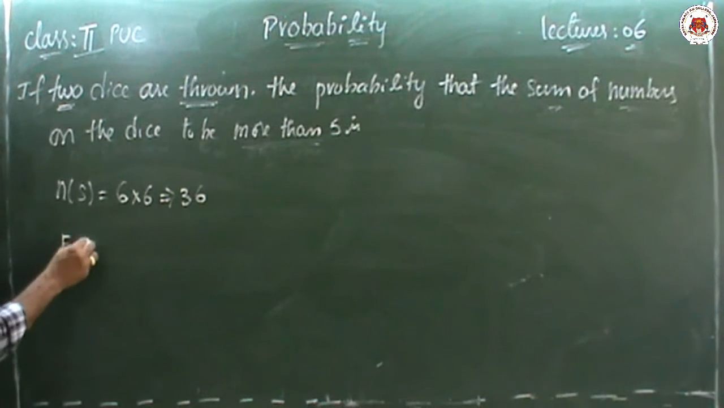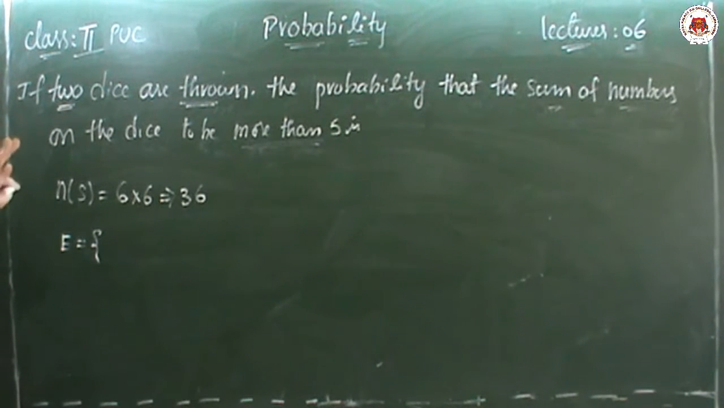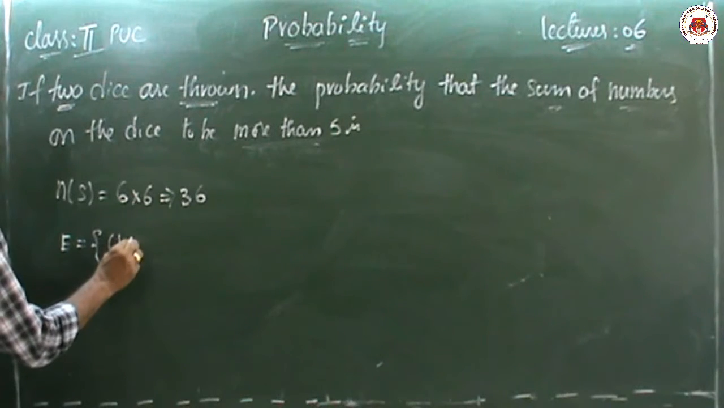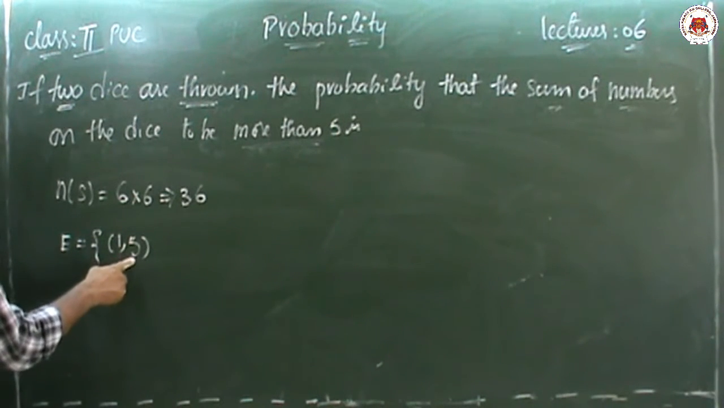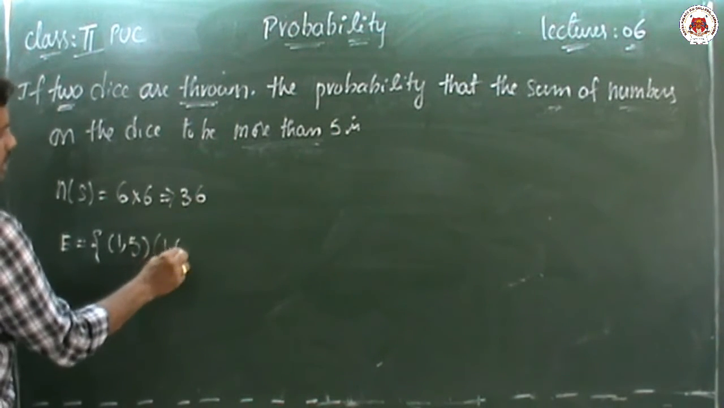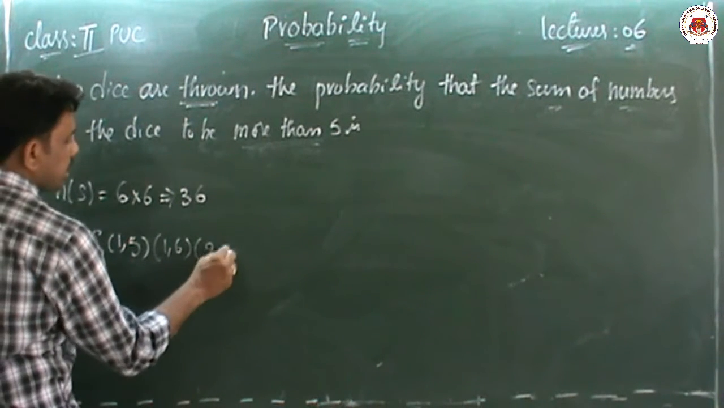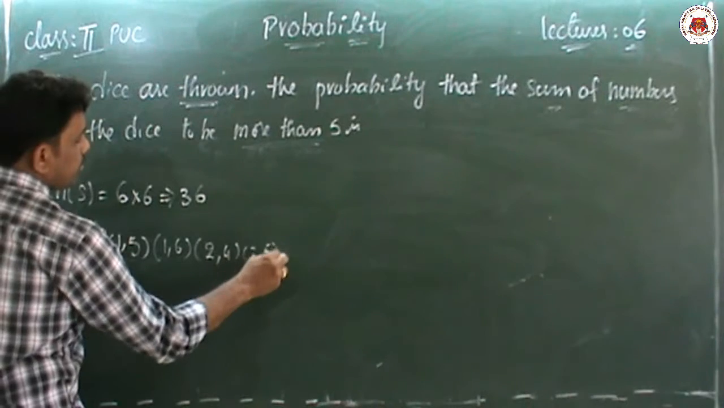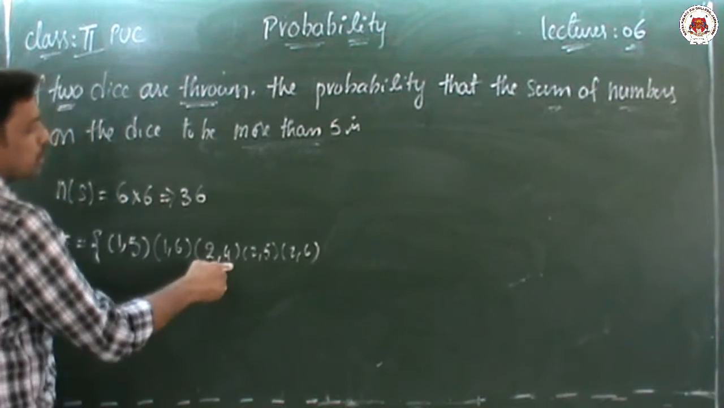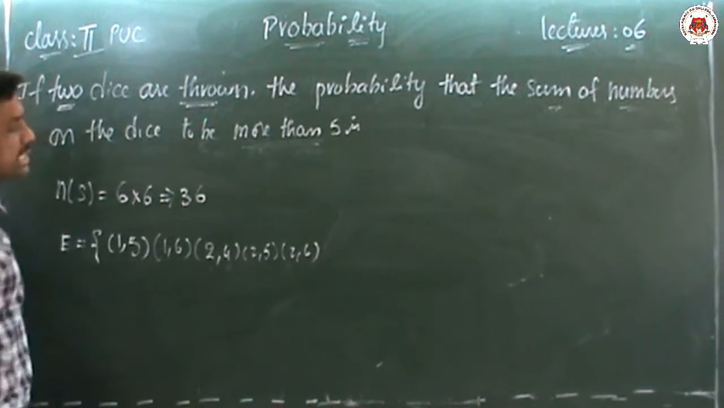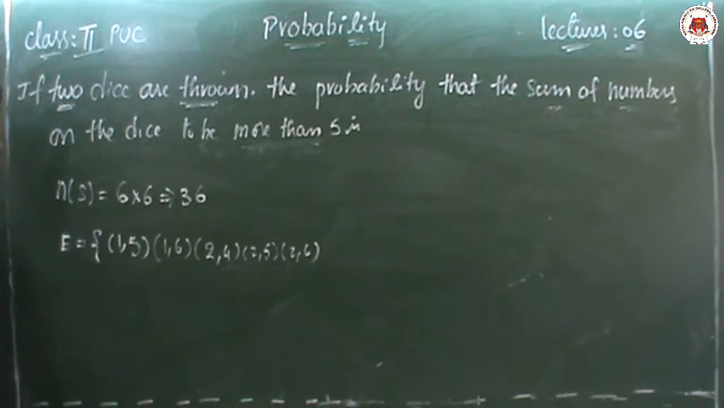Now I am going to write the events. What are the events? He said the sum of the 2 numbers on 2 dice is more than 5. More than 5 means take first die number 1. On the first die the number is 1. On the second die we can take 1 comma 5, because 1 plus 5 is 6, more than 5. Next 1 comma 6 also, because 1 plus 6 is 7, more than 5. In the same manner 2 comma 4, 2 comma 5, 2 comma 6, because 2 plus 4 is 6, 2 plus 5 is 7, 2 plus 6 is 8. All these values are more than 5.